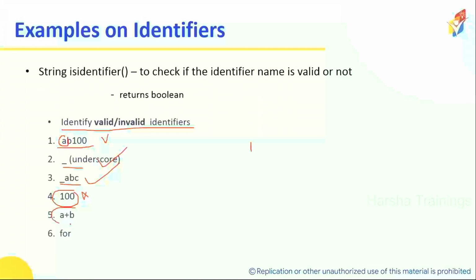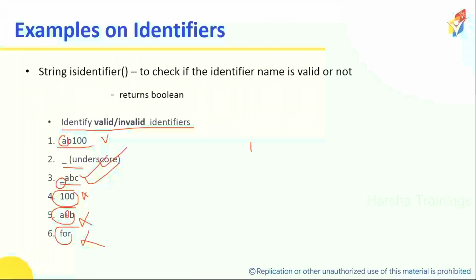I can't use special symbols, so not valid. For is a keyword, not valid. A plus underscore special character: A plus is a special symbol, not a special character, you can't use it. Underscore special, this is valid. Even though underscore is a special character, all programming languages support underscore in a variable name.